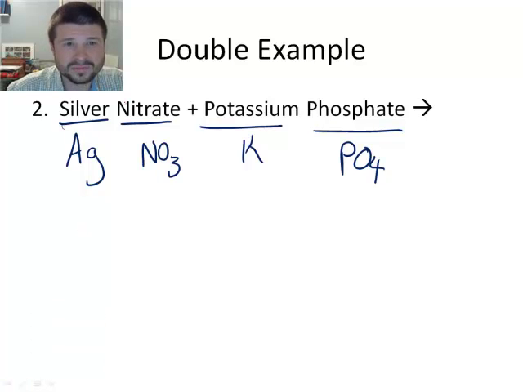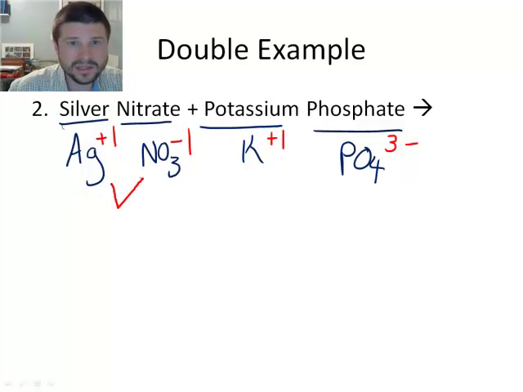Silver is a transition metal, but it's always going to be 1+. That's on the back of your periodic table. Nitrates are also on the back. It's -1. K is in the first column, so it's +1. And then phosphate is -3 because it's a polyatomic. It's on the back of your table. All right, now I want to write these correctly down here.